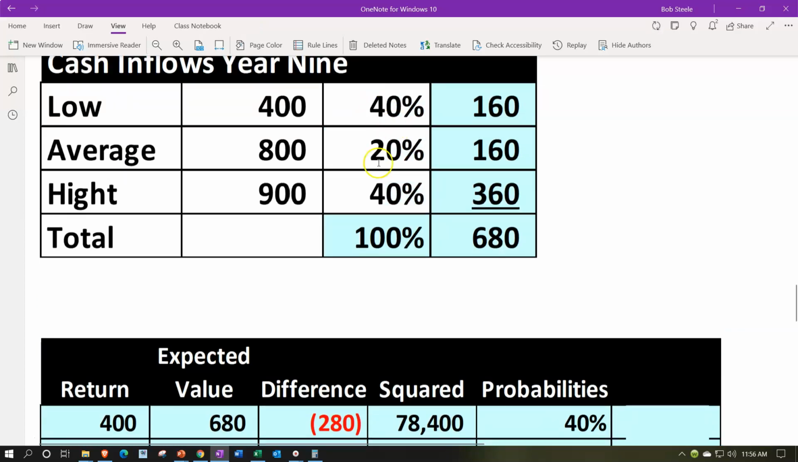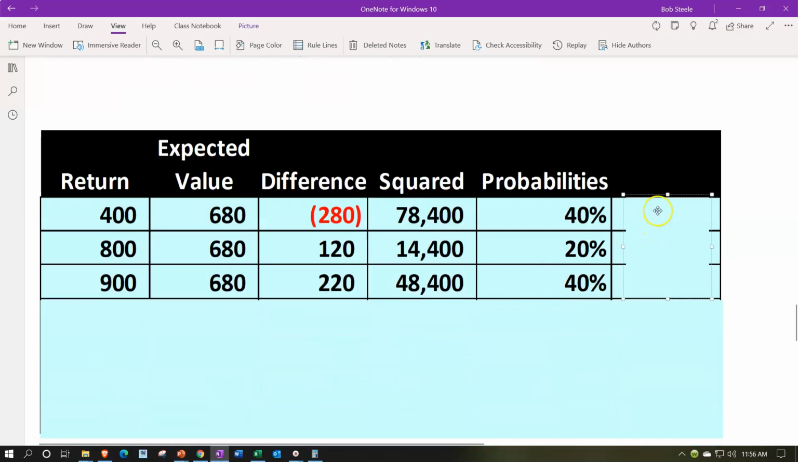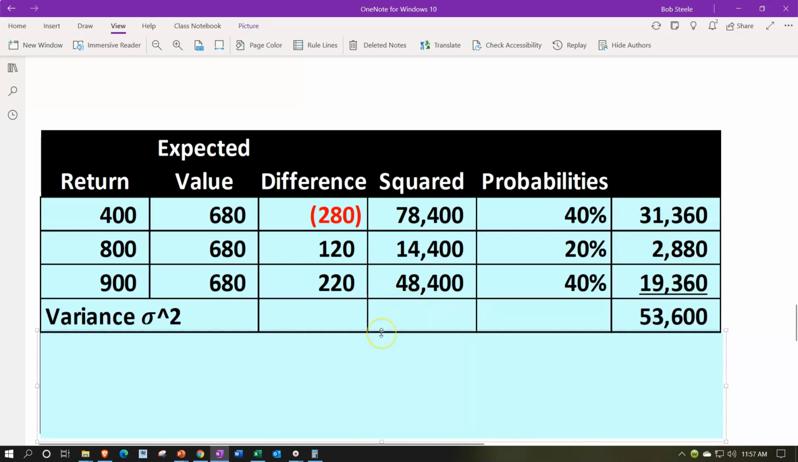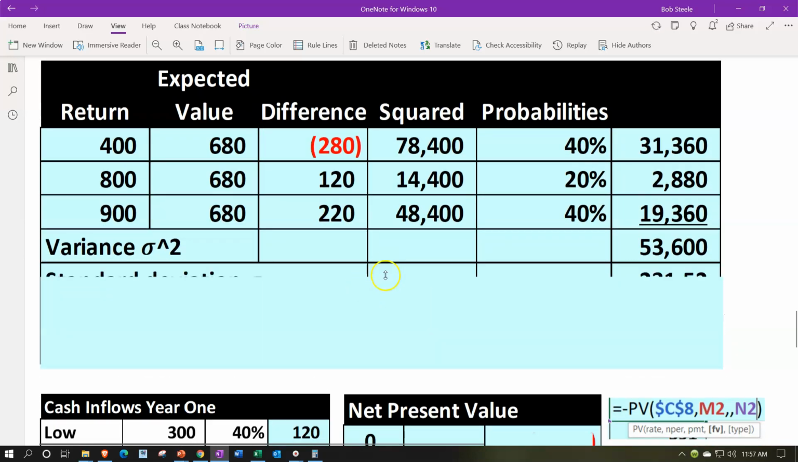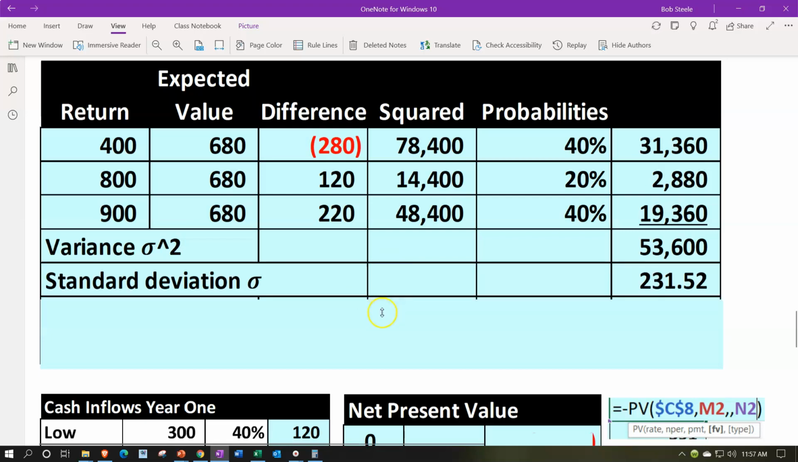Probabilities then, 40, 20, 40. The 78,400 times the 40% gives the 31,360. The 14,400 times the 20% gives the 2,880. The 48,400 times the 40% gives the 19,360. Adding those up gives us the variance, the 53,600. Standard deviation, square root of that, the 231.52.